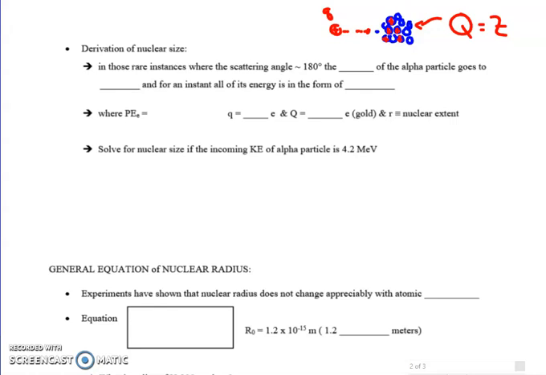So in the derivation, in the rare instance where the scattering angle is 180 degrees, the kinetic energy of the alpha particle goes to 0. That's important that we know. As I mentioned before, eventually it's going to come to a stop when it's fairly close to the nucleus. And for an instant, all of its energy, it just doesn't disappear. Where does it go to? Think about that for a second. Pause. What type of energy does this alpha particle have when it comes to a stop there?